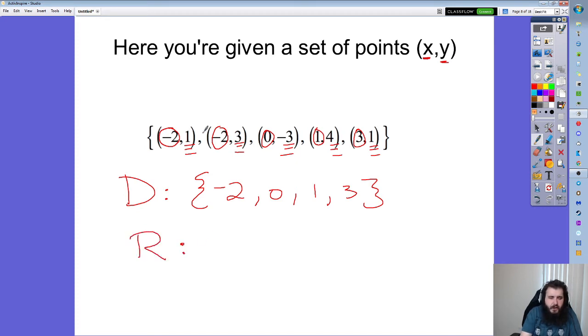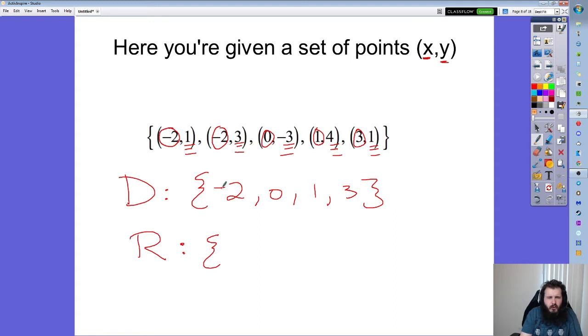And now with our range, we've got 1, 3, -3, and 4, and 1. Well, 1 happened twice again. We don't care that 1 happens twice. We're not going to write it twice. It doesn't matter that it happened twice. We just want to write what numbers are actually supposed to be there.